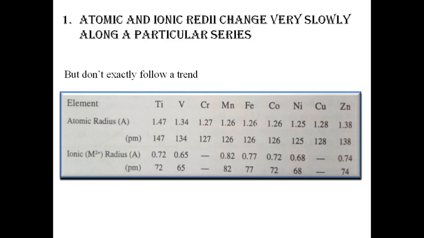Now come to the features of transition metals. This is the first feature: atomic and ionic radii change very slowly along a particular series. Why slowly? Because the principal quantum number is not increasing. All the electrons are coming one after another to the 3d level, so the principal number is not increasing, meaning overall size is not increasing. Whatever little size difference we see is because of the increase of effective nuclear charge. From titanium to copper, effective nuclear charge increases gradually, and that is why the orbitals containing the outer electrons shrink a little towards the nucleus. That is why the radius changes, but very little.